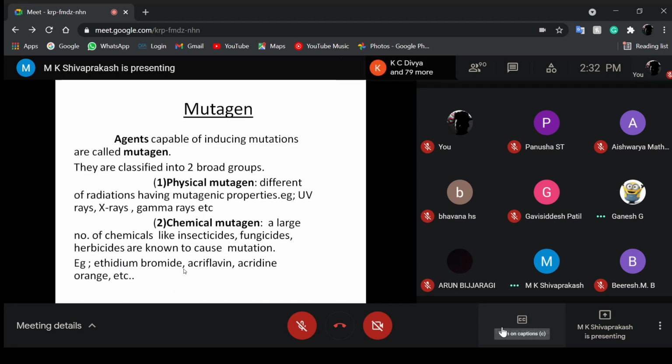Then the next thing is the other chemicals used in molecular biology studies: ethidium bromide, acriflavin, acridine orange, and so on. They are also mutagenic. Ethidium bromide, which is used in DNA gel electrophoresis, is one; people who work with it have to be very careful.